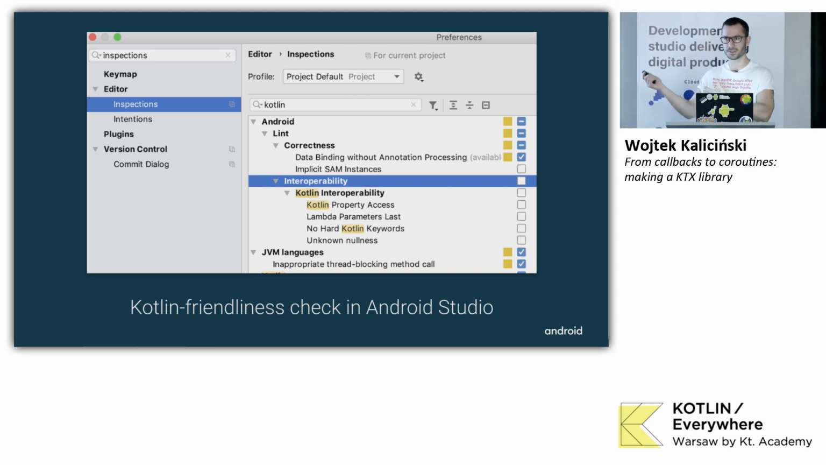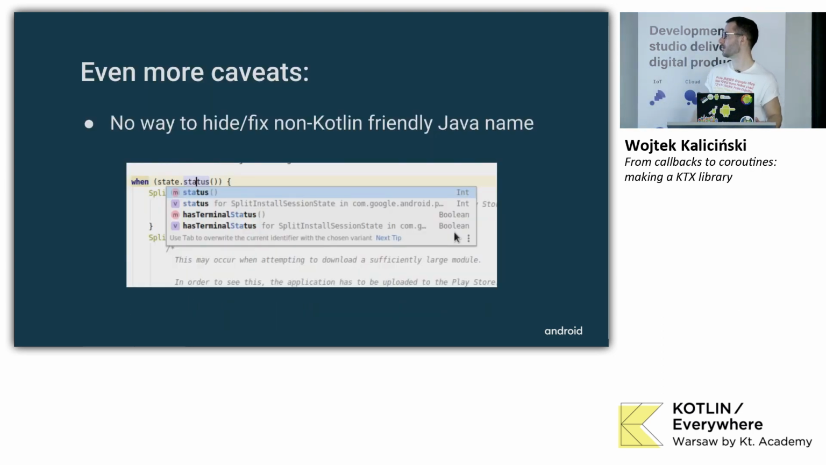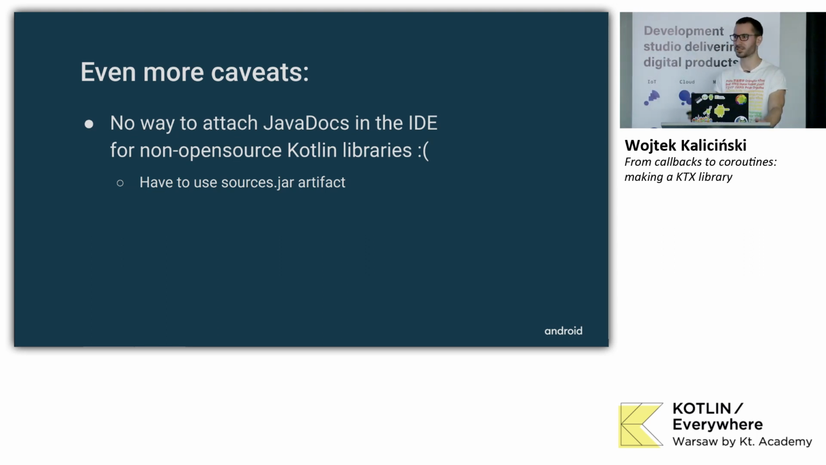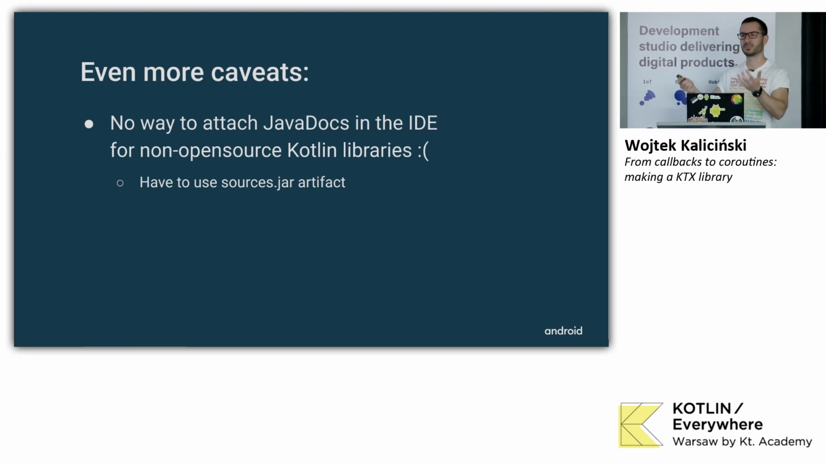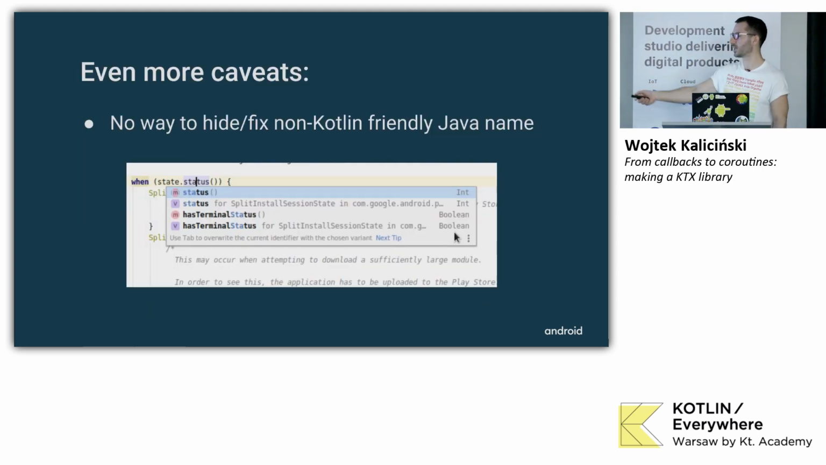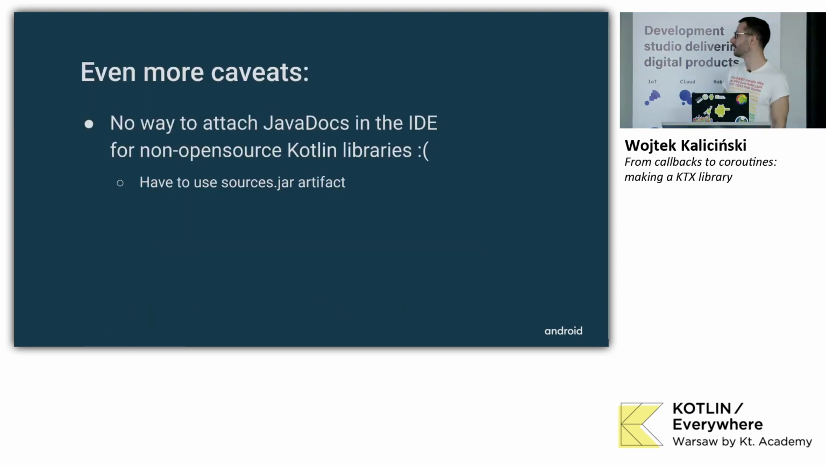If the original developers used this for the library, I wouldn't have this problem. And the last thing I learned, and again, if anyone knows how to do this, I would really like to know. As far as I know, there is no way to attach Javadocs or KDocs, reference docs for your Kotlin library to the IDE. So when you do this quick help, I want to get the description of my method, of my property. There's no way to do it if your library is not open source.